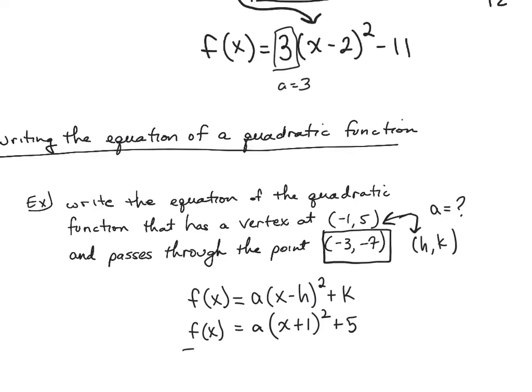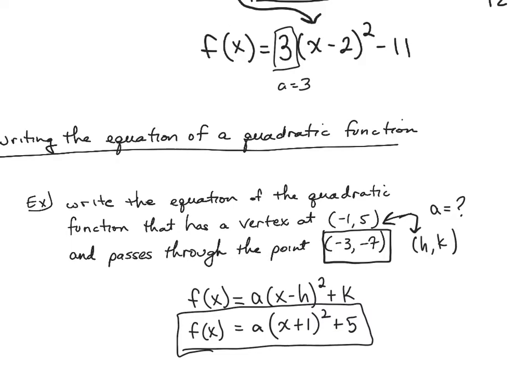Now here's the problem with trying to find a with just what we have here. This equation has 3 variables. It has a as a variable, it has x as a variable, and it has f of x as a variable. You can't solve an equation for a particular variable if there's more than one variable. This one has 3. We can't solve this equation for a because it has 3 variables or 3 unknowns.